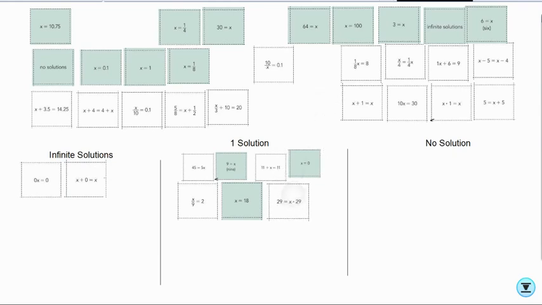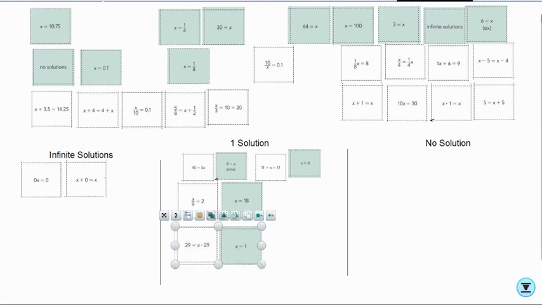Number 29 says 29 equals x times 29. I know that anytime I have something times 1, I get the exact same thing. And so those two are going to match together.